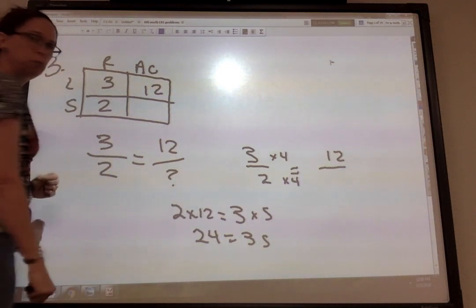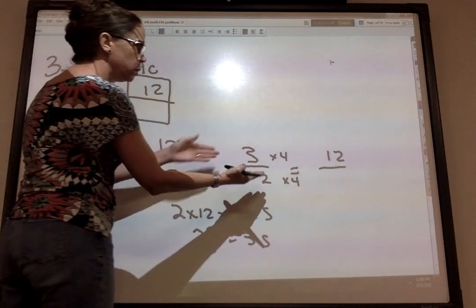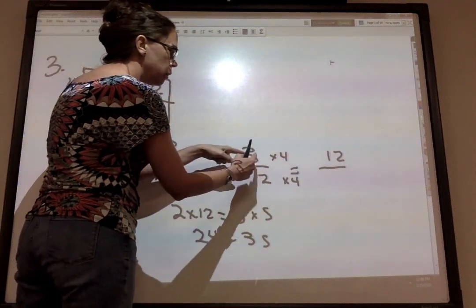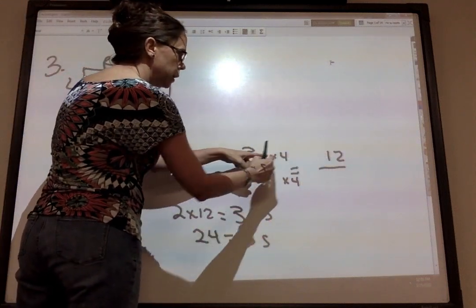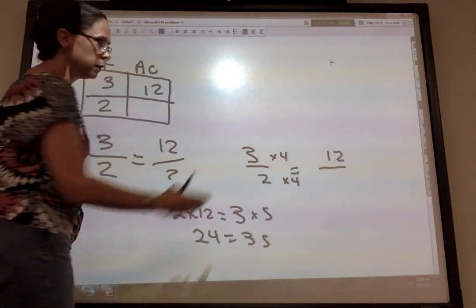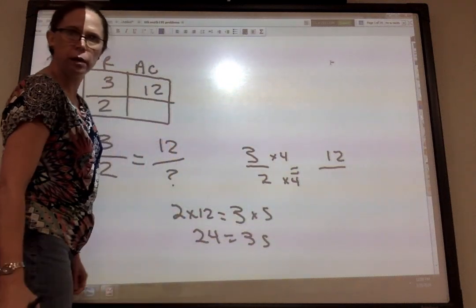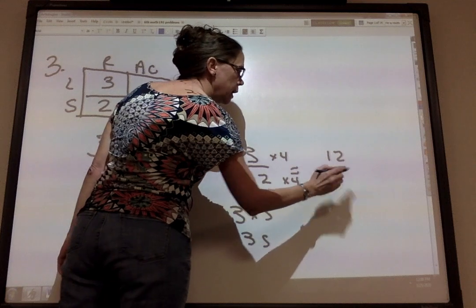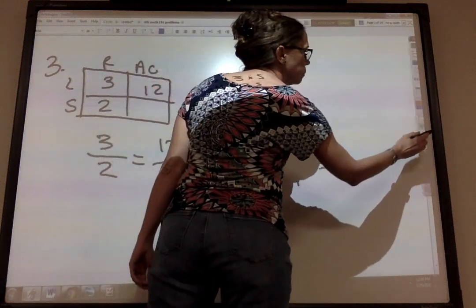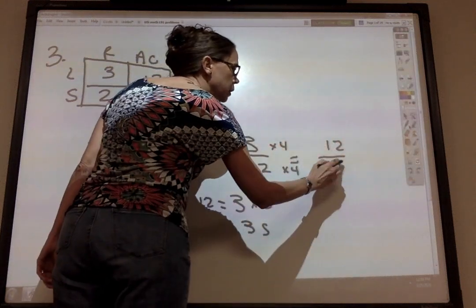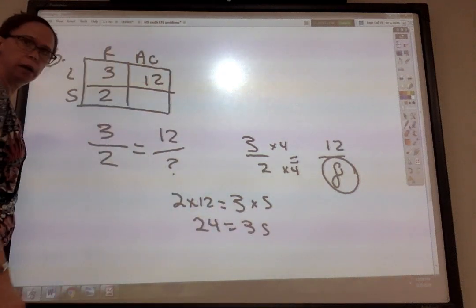There were 2 ways you could go about this. The first way: to get from 3 to 12, I can multiply by 4 on the top, and then if I do the same thing on the bottom, 2 times 4, I get 8 as my answer. So 8 would be the ones who smiled.